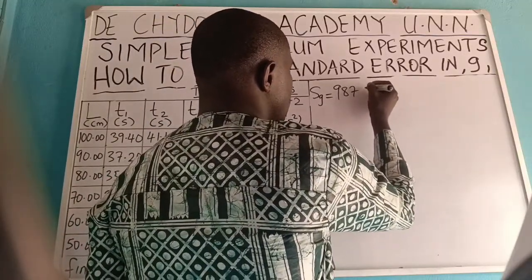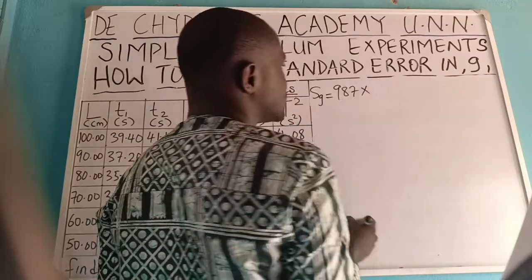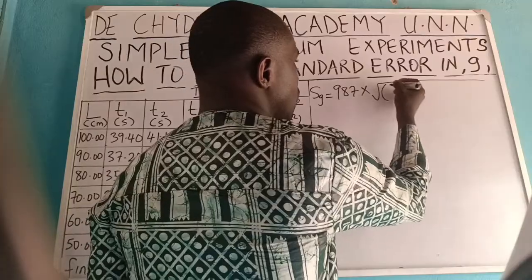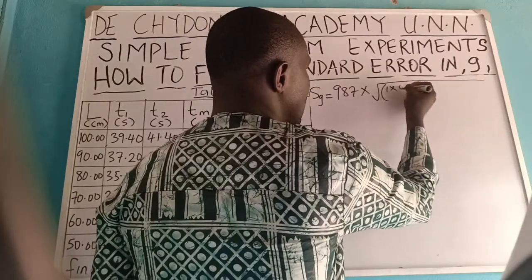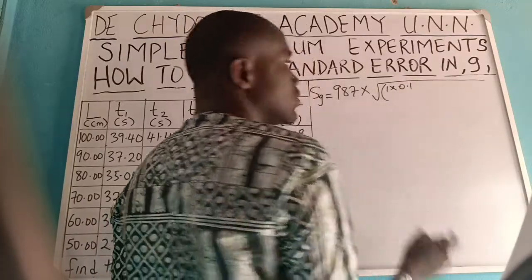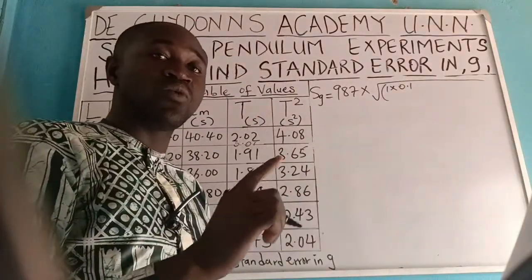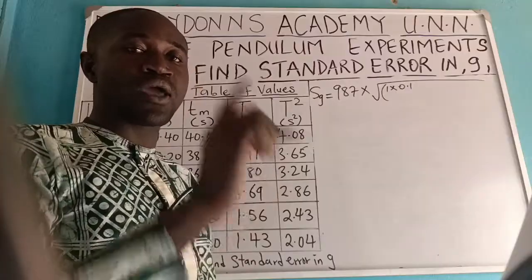987 times the square root of, we'll be having 1 times the standard error in length, 0.1. That 0.1 we are writing as the standard error in length. It's the same thing as the maximum error in length.